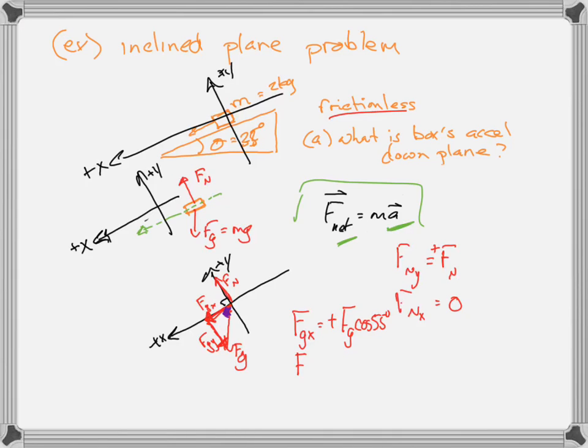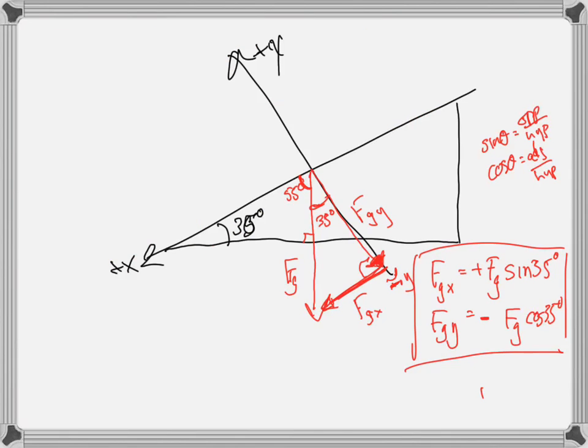And Fgy, again, this is a different right triangle than this one. Fgy, you can still see points in the minus y direction. That's the minus y direction. So it's minus Fg, and it's the opposite side to the angle, so it's sine 55 degrees. And you say, but wait, you just told me Fgx was sine and Fgy was cosine, but look at the angle, right? You just got to do the geometry of the right triangle.